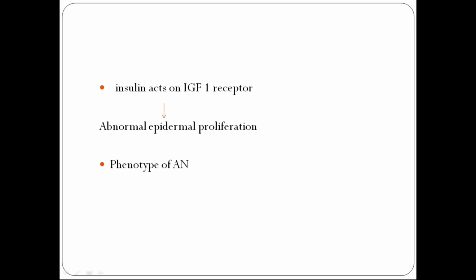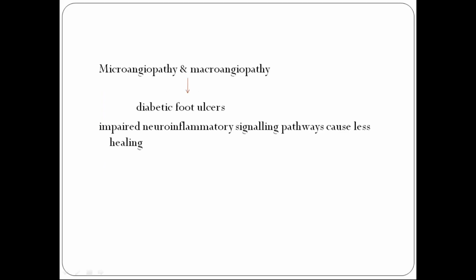Also, insulin acts on the IGF-1 receptor, and this will lead to abnormal epidermal proliferation. So there is increased production of the epidermal cells. Also, according to many studies, diabetes is related to acanthosis nigricans. Many phenotypes of acanthosis nigricans have direct relation to diabetes.